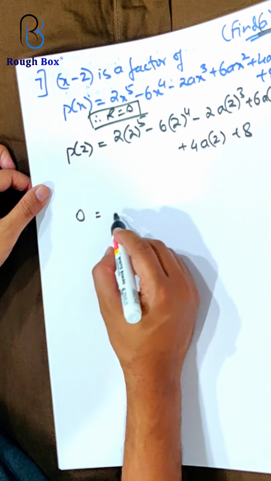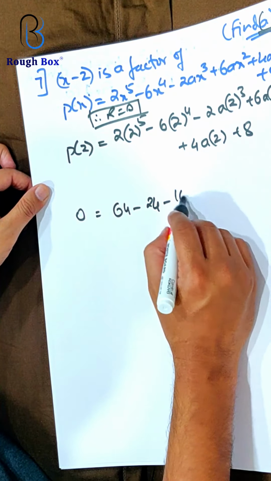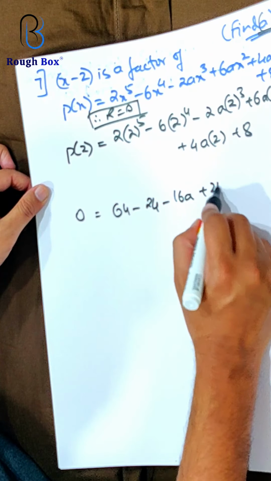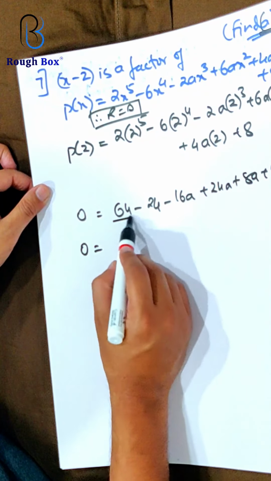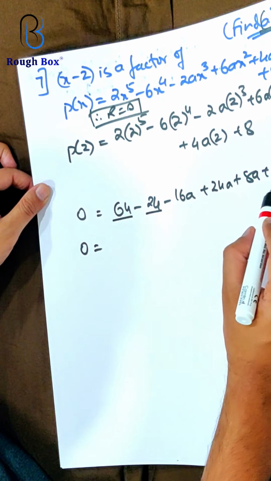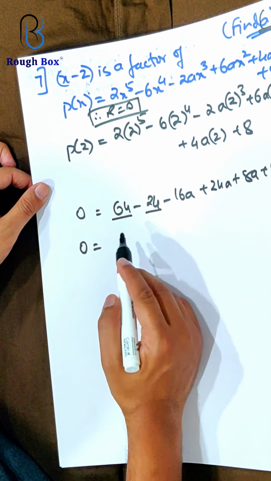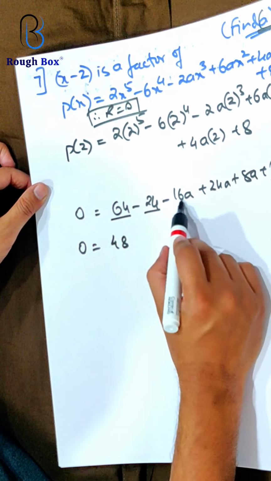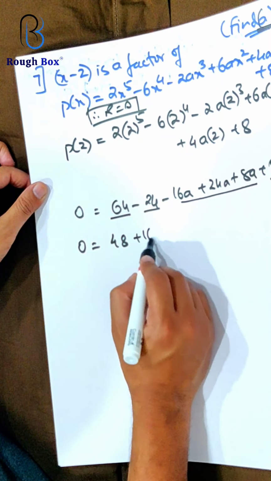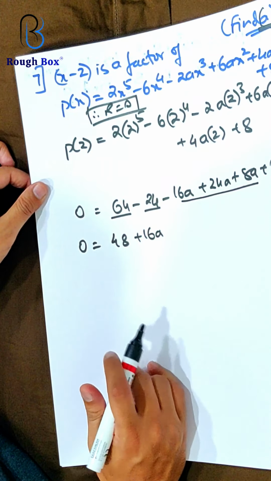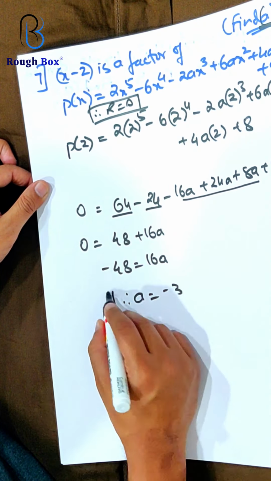2 raised to 5 is 32, 2 sixes are 64, 2 square 4, 6 fours are 24, 2 cube 8, 2 eights are 16a, 2 square 4, 6 fours 24a, 4 twos are 8a plus 8. So 0 equals 64, 24 and 8. These are your numbers. So I subtract 8 from this, it will be minus 16, and minus 16 when I subtract will give me 48. All these a's, so I am subtracting 16 from 24, so 8 plus 8, 16a. So 48 will go on the other side, so I will get negative 48 equals 16a. So therefore the value of a becomes negative 3.